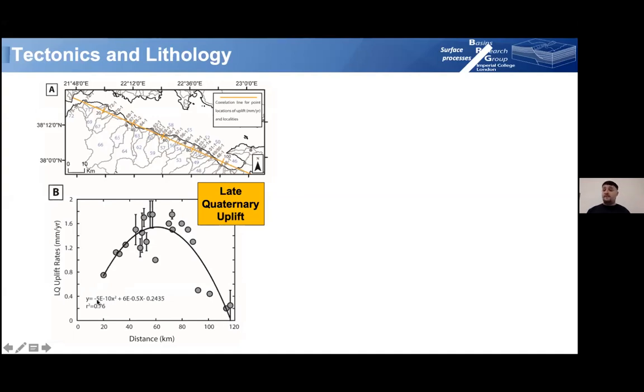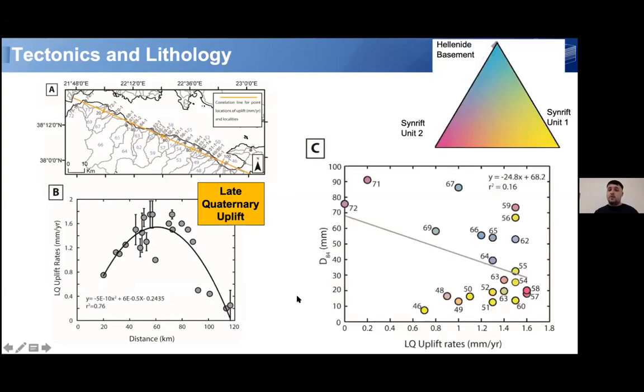Now, when I plot D84 against the late Quaternary uplift rates on the x-axis, they're quite scattered. There's no real correlation between them. However, if you look at the colors themselves, you see that the yellows do seem to cluster, and they do seem to increase from 0.6 to 1.6. And when you look at the Hellenite basement, they all seem to be higher uplift rates, but also quite coarse. So this implies to me that lithology is the dominant control on what we see exported at the mouth, but that tectonics has a secondary influence.